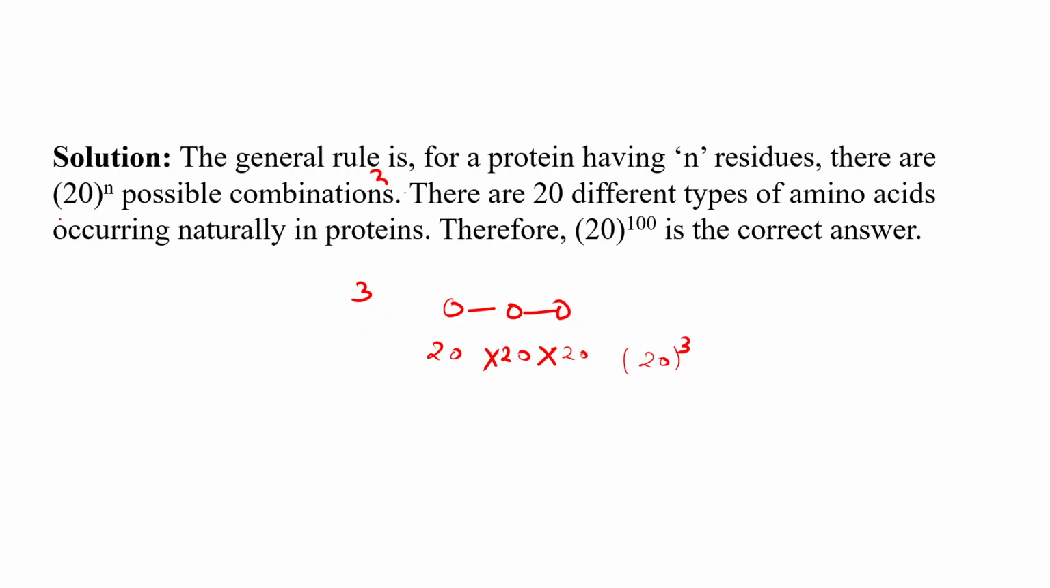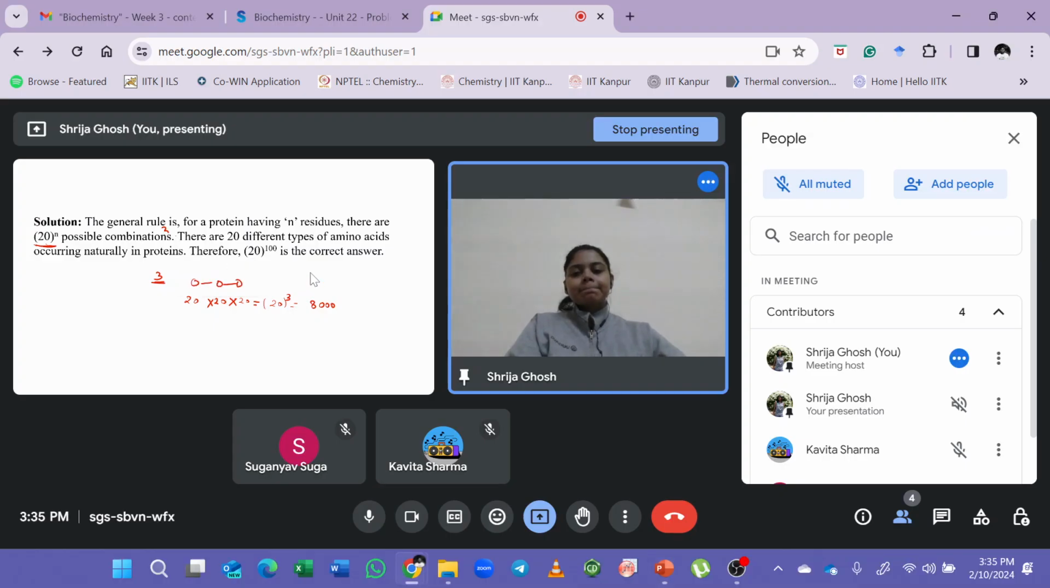So what is the general rule saying? It is saying 20 raised to the power of n, where n is the number of residues. Here the n was 3, so the answer is 20 raised to the power of 3, which is basically 8000. So this is the general rule. You have to remember that whatever the number of residues is, the possible combinations would be 20 raised to the power of n. Okay, this is clear.